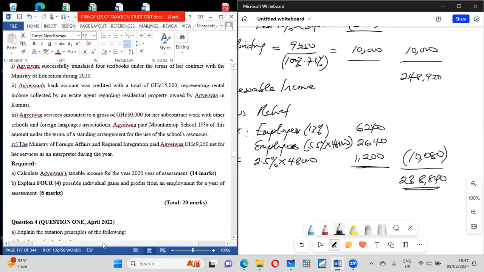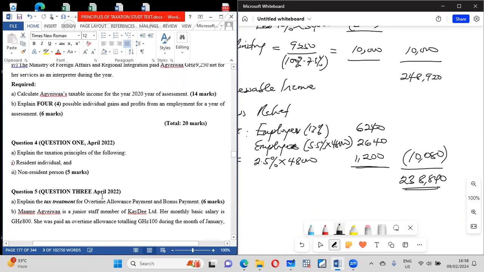The B part of the question asked us to explain four possible individual gains: overtime, bonus, wages, and salary. That's section 4. Then dental and all those things, payment or discharge of payment to an associate of yours, like they pay your child's school fees and all those. So what have you learned? You've learned two things from this one.